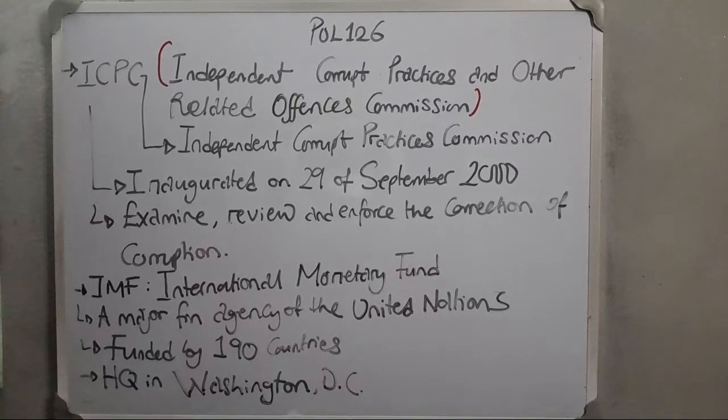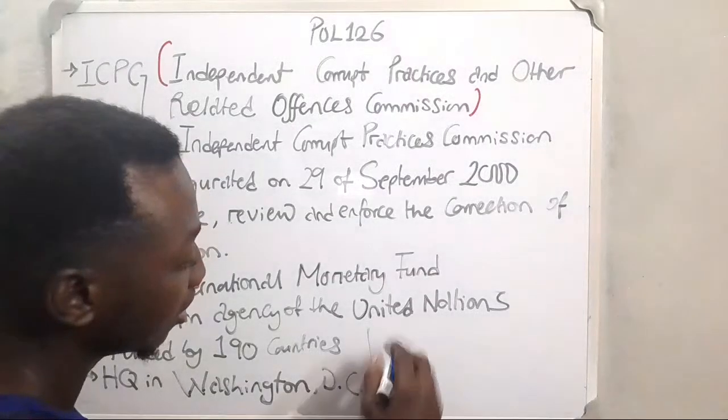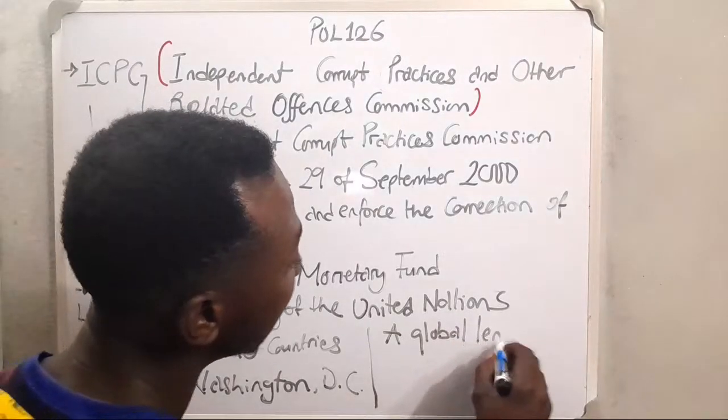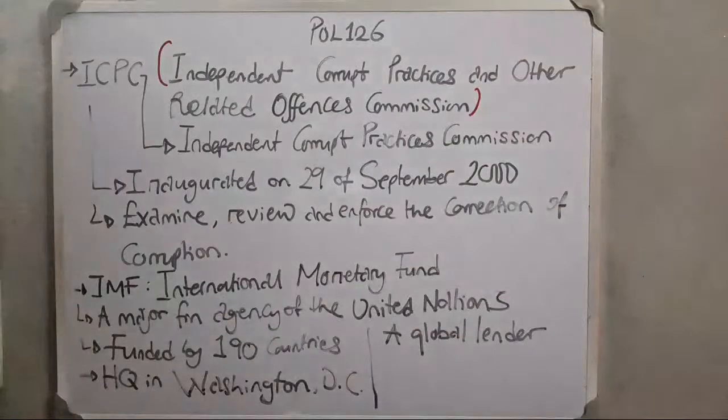Now, the IMF is regarded as a global lender. It lends money to countries, its members. If you're not a member of the IMF, it doesn't lend you money. It only lends money to its members.